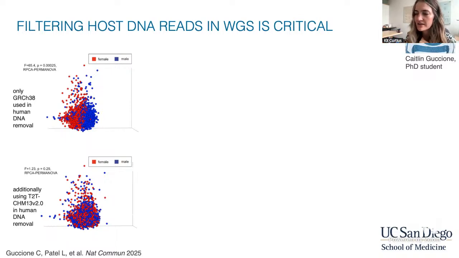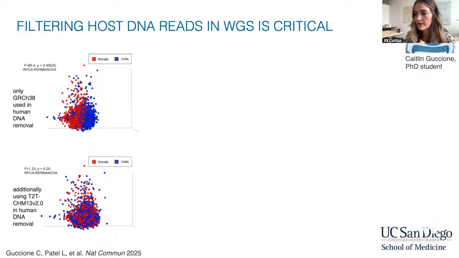But then when she added in the newest build, T2T, that separation was removed. The reason was that a lot of these reads were being missed and are now more accurately mapped to the Y chromosome, because there's more of the Y chromosome in T2T. They were erroneously getting through the pipeline and going through microbiome analysis.